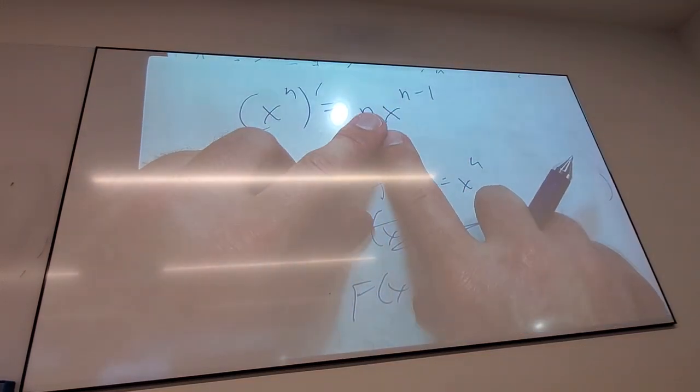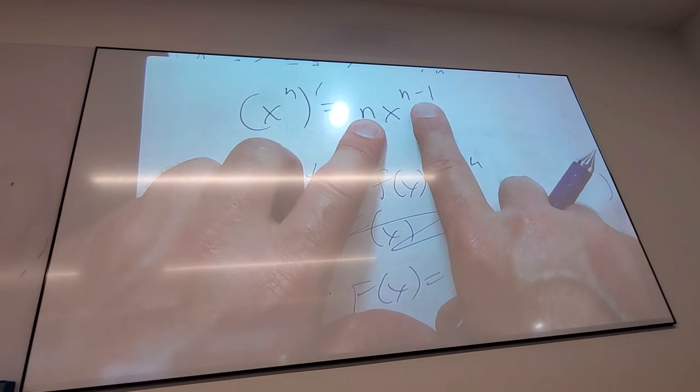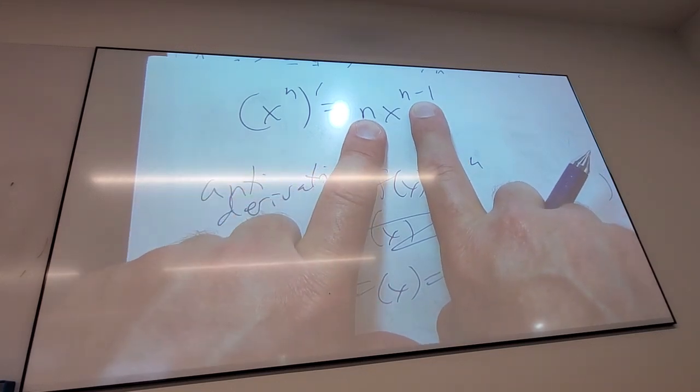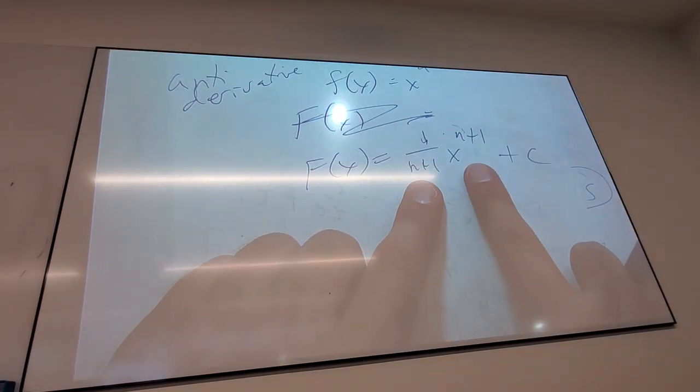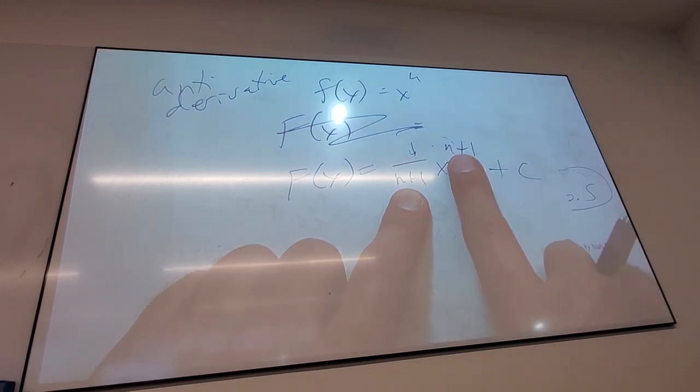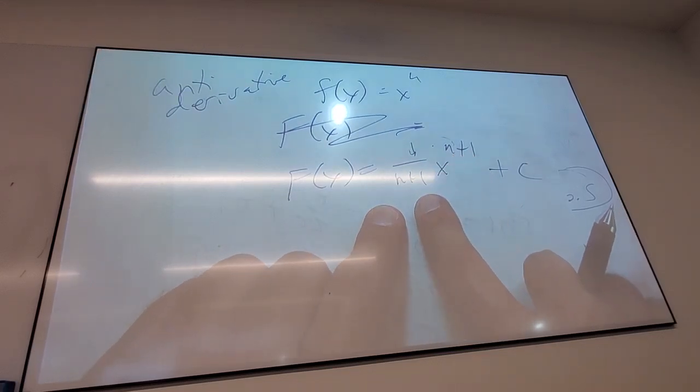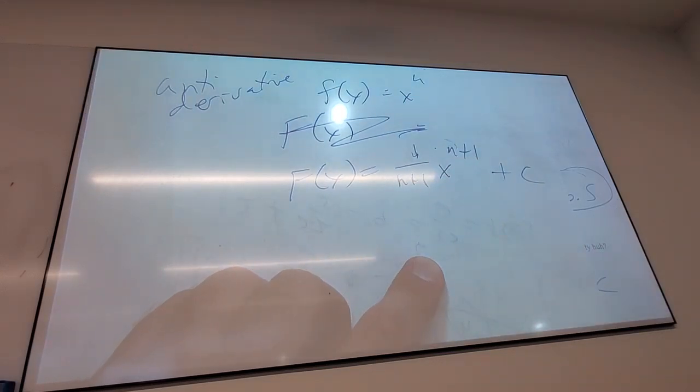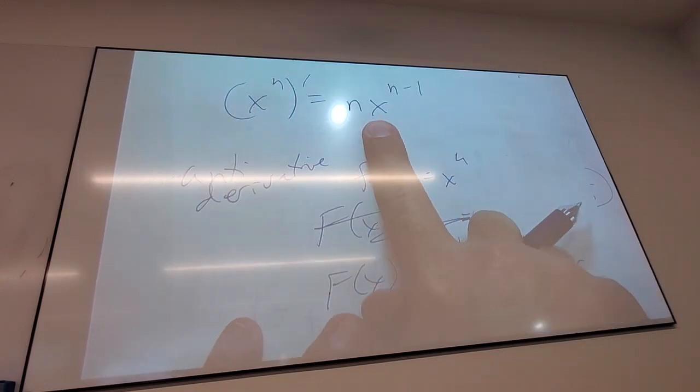I multiply by the current power, and the power goes down by 1. Is that cool? That's the rule. What's the rule for the opposite operation? I increase the power by 1, and I divide by that new power. I do the exact opposite of what I did to do the derivative.